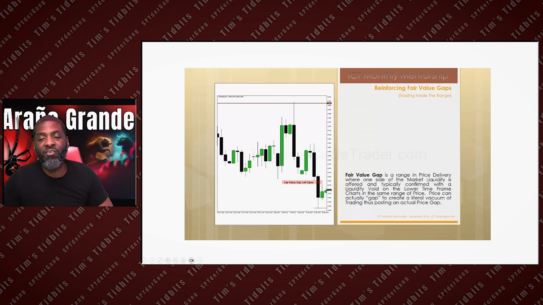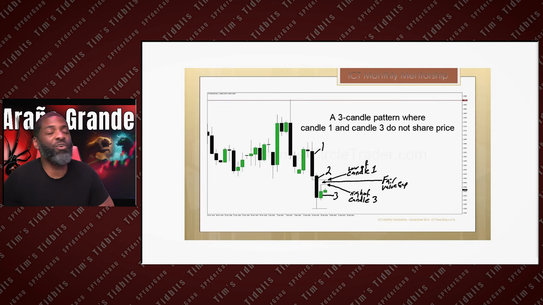Now, let's see what it is in the mind of little Timmy Rogers. A fair value gap is a 3-candle pattern where candle 1 and candle 3 do not share price. Again, a 3-candle pattern where candle 1 and candle 3 do not share price. Right? Candle 1, candle 3, candle 2, right? The low of candle 1, the high of candle 3, they do not touch. The space in between there, inside candle 2, is your fair value gap.